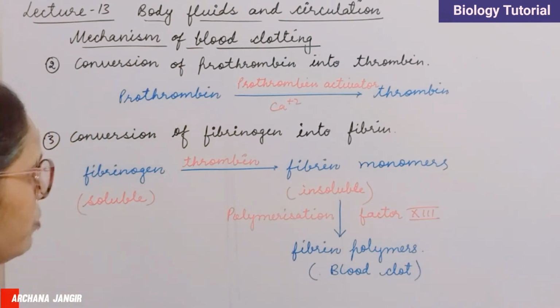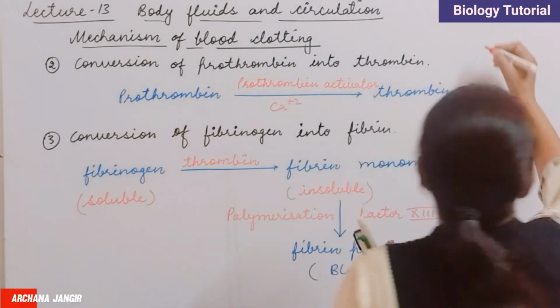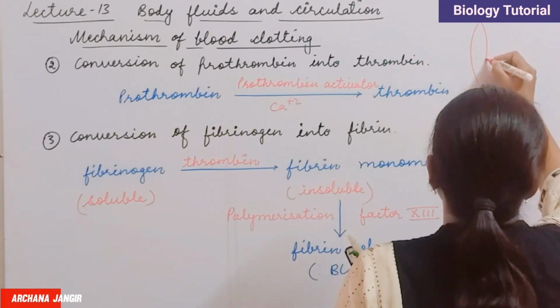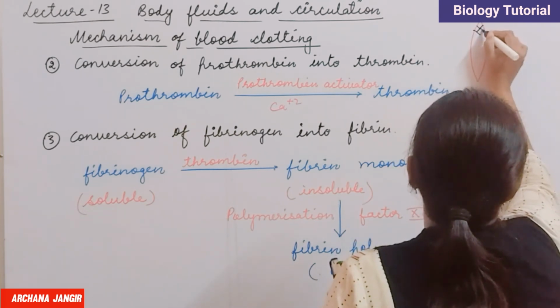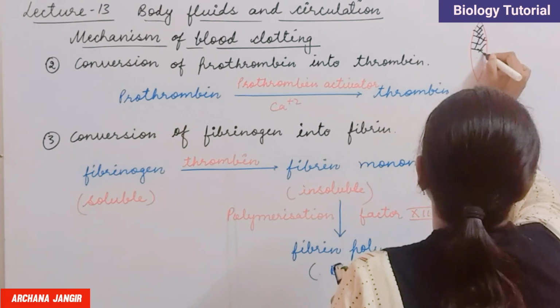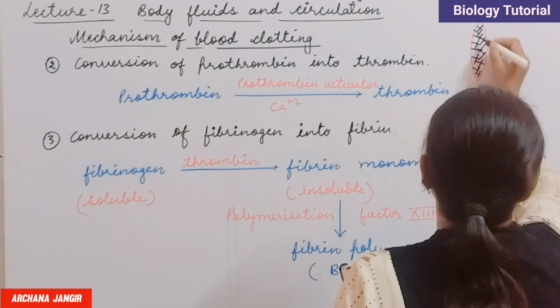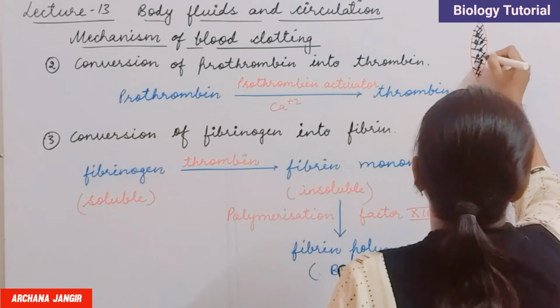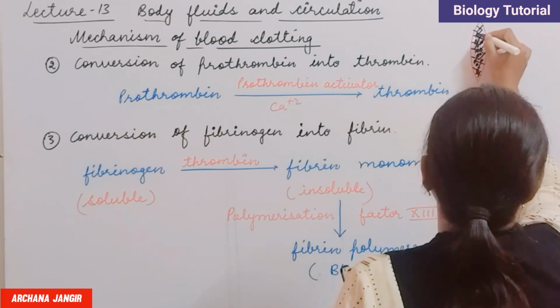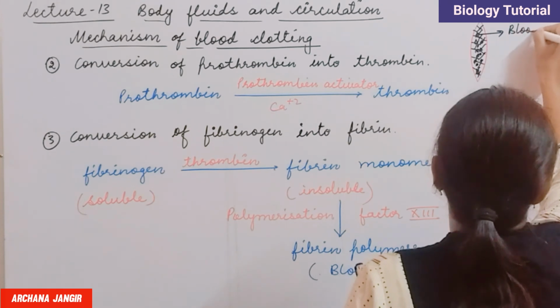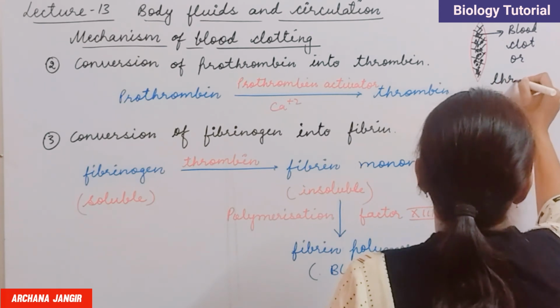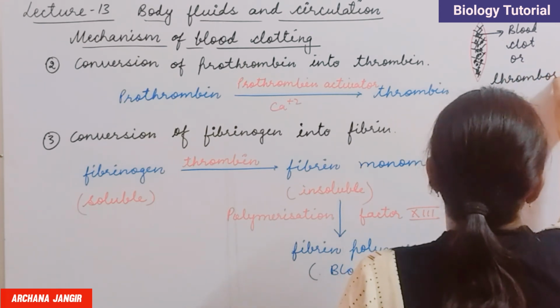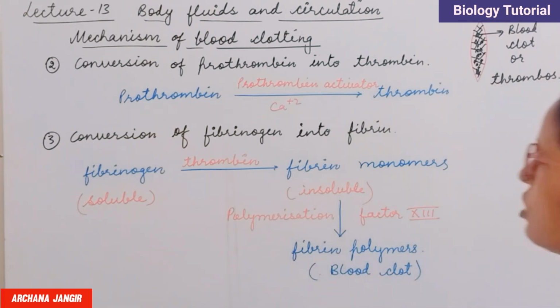This is like the structure. Suppose here it is the blood vessel which is getting damaged, and this is the blood clot. Clear? This is the blood clot here. This is formed, the blood clot, a net-like structure at the injured part. This blood clot is also called thrombose. Clear? This is the process of blood clotting and the detailed mechanism of blood clotting.